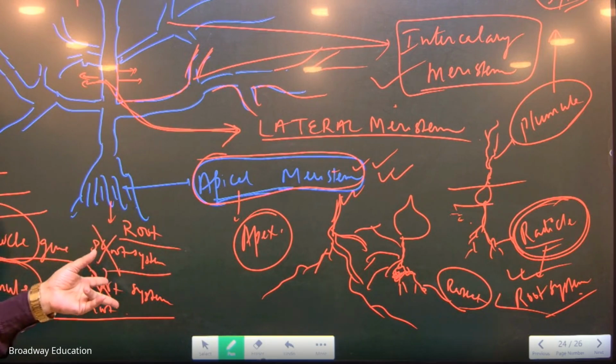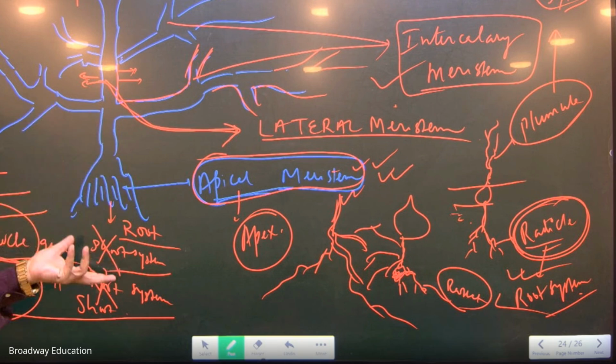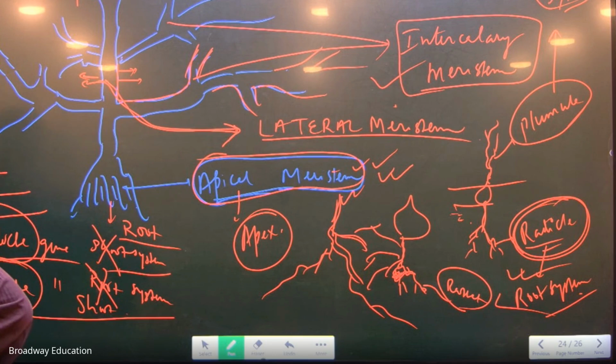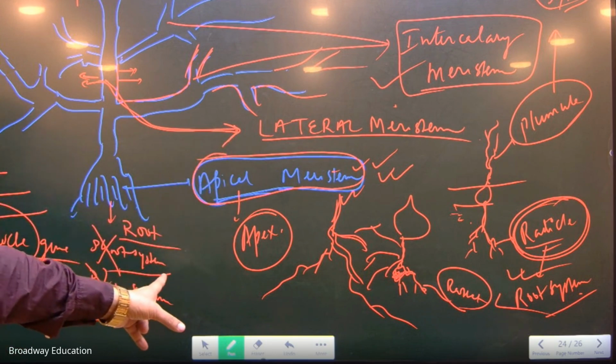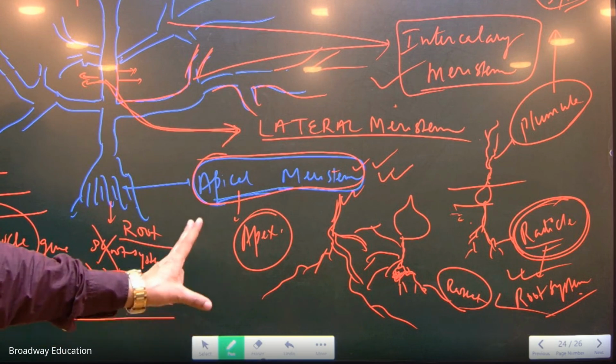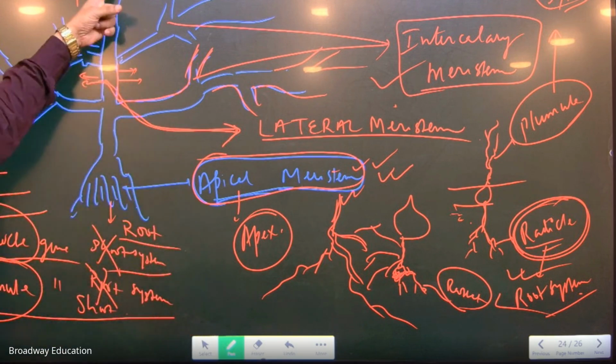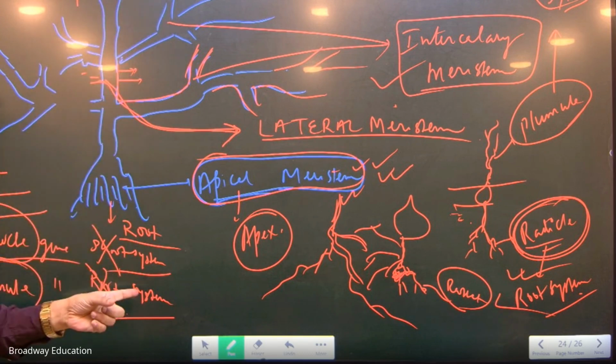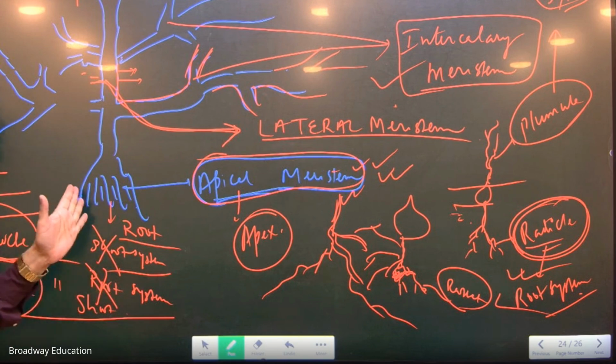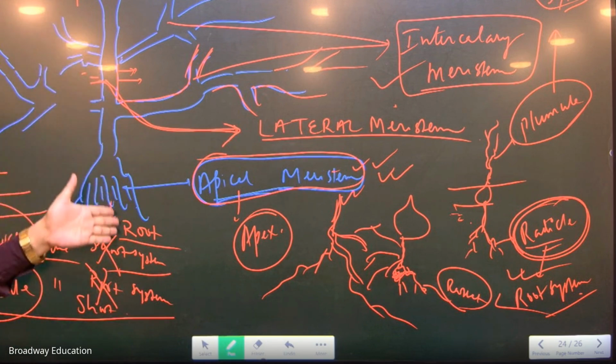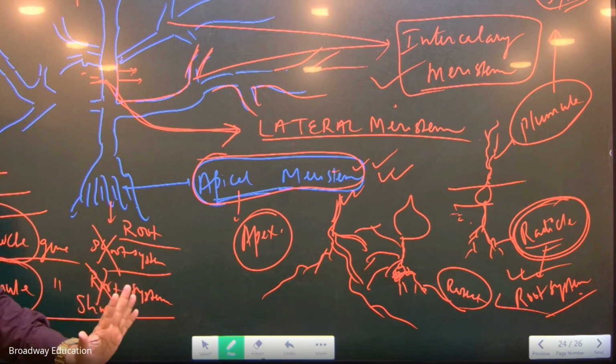Clear? Yes or no? They will give you in an option. The tissues that are found at the root or the shoot tips are generally permanent in nature. Is the statement right or wrong? Wrong. Why? They are meristematic in nature. Crystal clear? And particularly which meristematic? Apical meristematic or apical meristem. This part is clear? So apical meristems are responsible for the root or the shoot elongations. As simple as that. Clear?